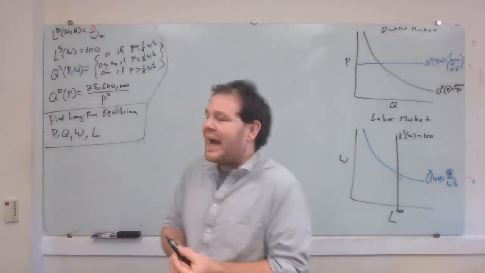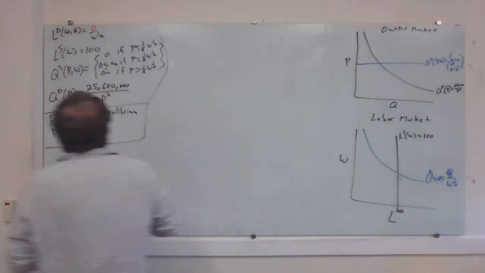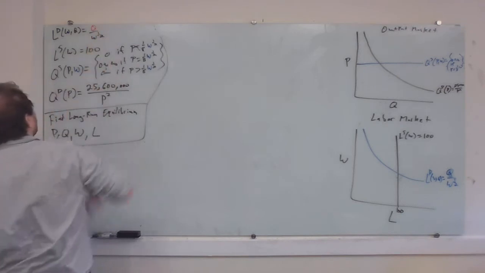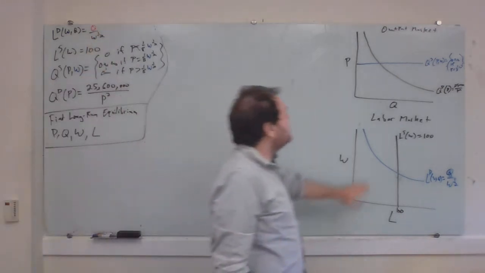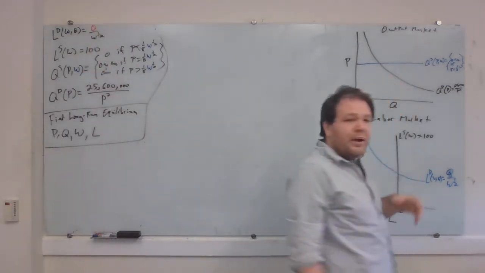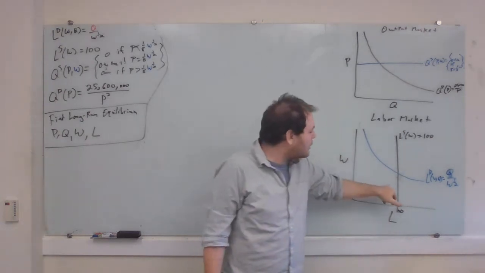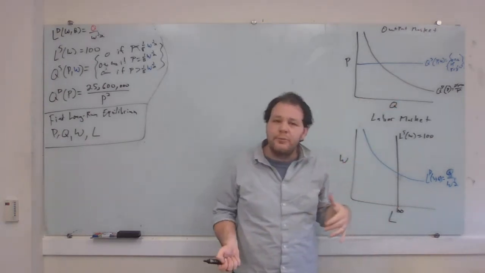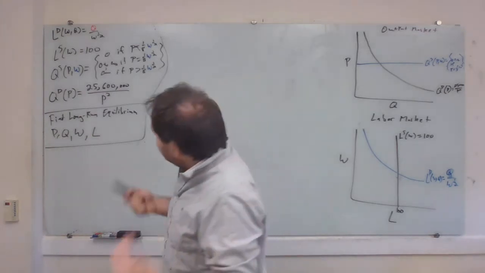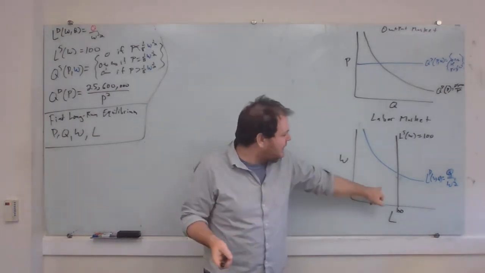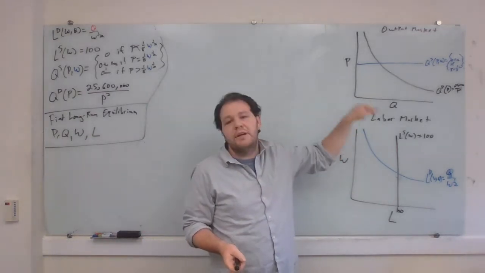So the problem that we have here is we know the demand and supply of labor. We know the demand and supply of our output, right? Which we're kind of imagining these are tarot card readers and tarot card readings. Which should allow us to figure out the equilibrium price and quantity in both of these two markets.